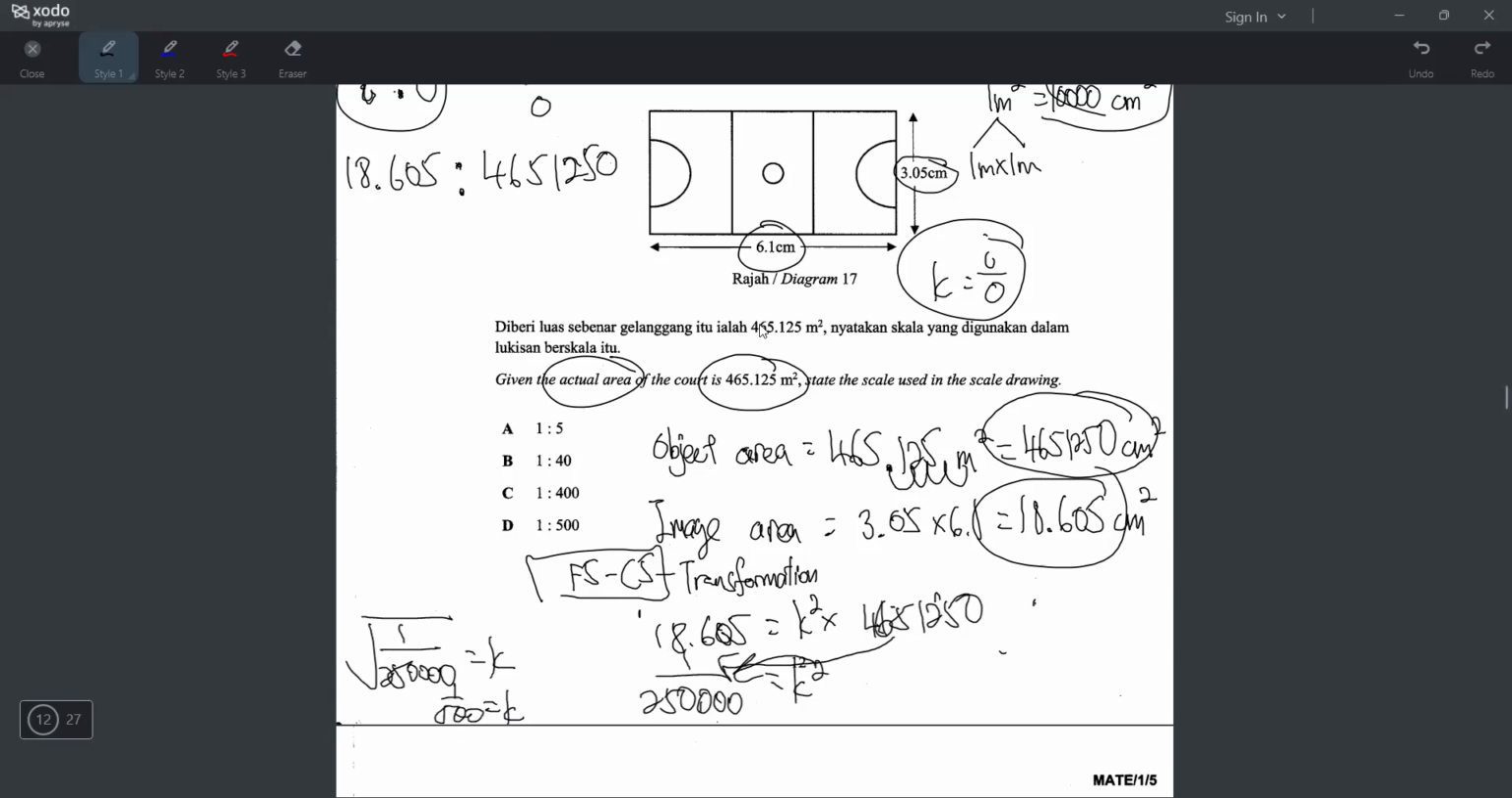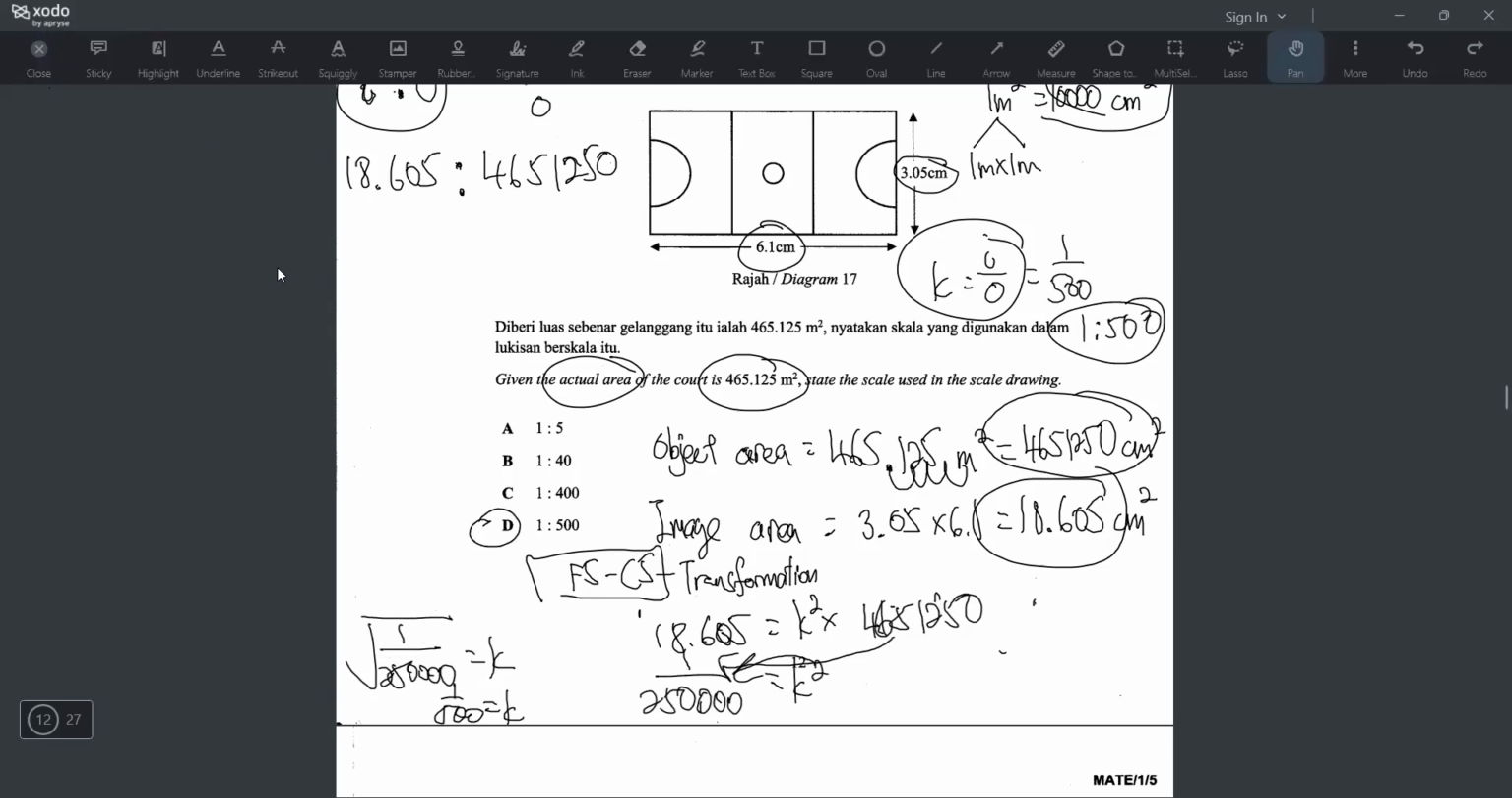So if your k is 1 over 500, it will be like this, right? But if you write in ratio form, it will be 1 ratio 500. And since the front is already 1, you don't have to do anything more. This is automatically the scale drawing. So the answer is D. Okay? I hope you understand my explanation.